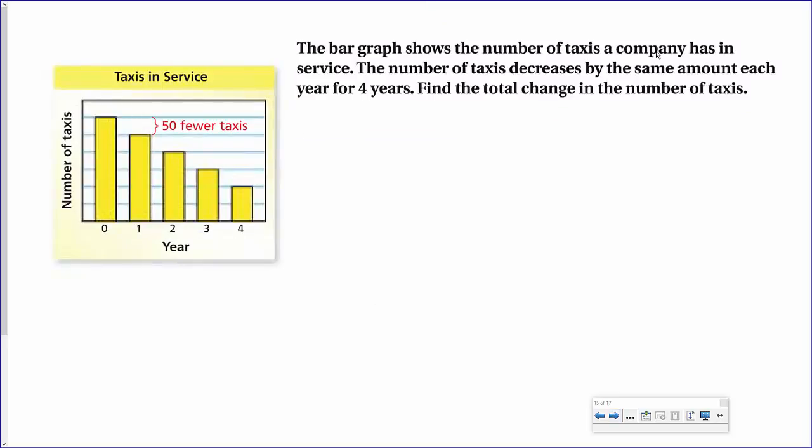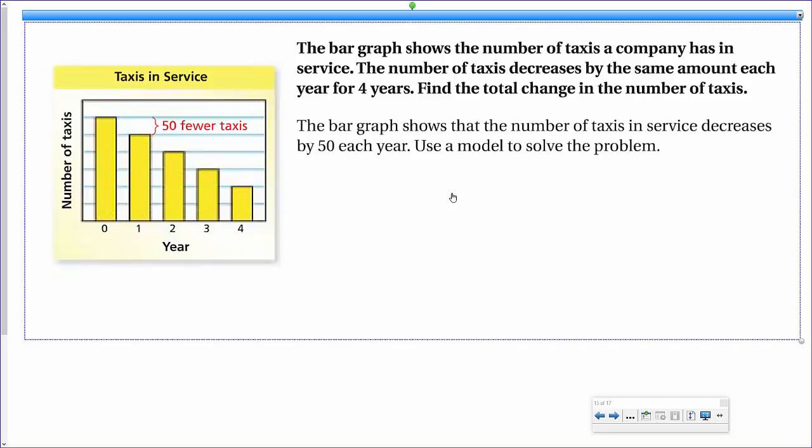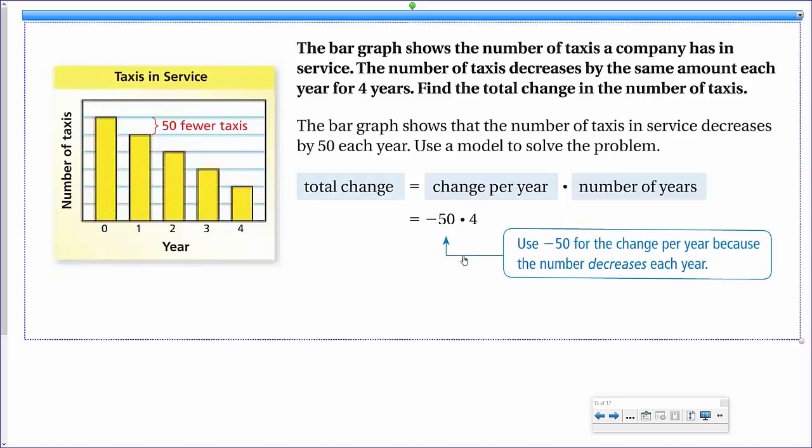So this bar graph shows the number of taxis that a company has in service. The number of taxis decreases by the same amount each year for 4 years. Find the total change in the number of taxis. So I start off here, and this is 50, right? This number here. If this is 50, and it goes down every year by that much, this is 50 less, 50 less, 50 less, 50 less. The change is going to be 50, 100, 150, 200. So it goes down by 200 every single time.